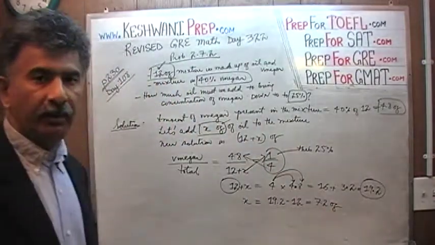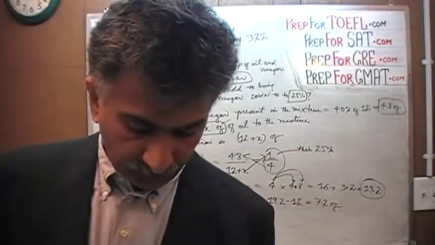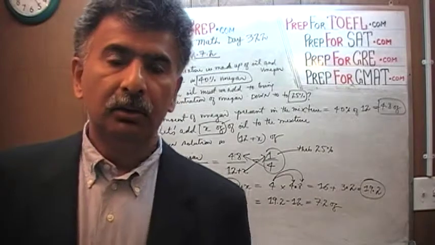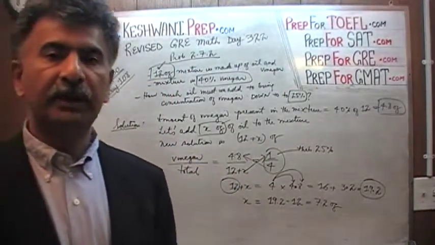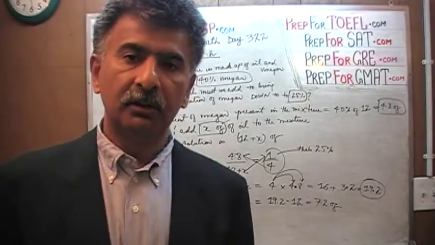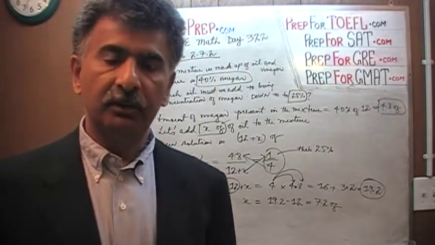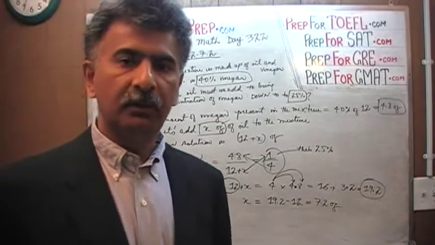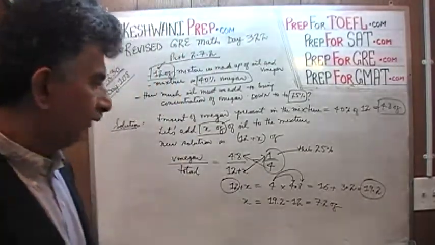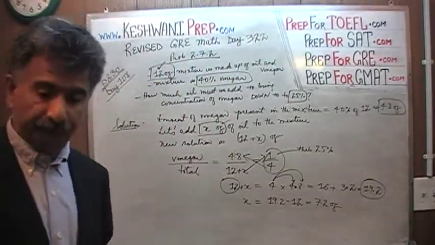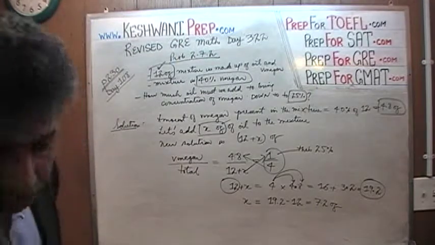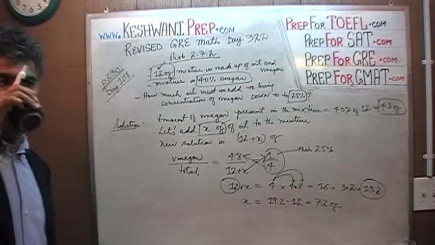So it looks like we're going to have to add 7.2 ounces of oil to this mixture in order for us to bring down the concentration of vinegar from 40% down to 25%, because we want to dilute it. That's all. Let's do one more, shall we? Let's do one more problem, the very next one. Just give me 1 second.